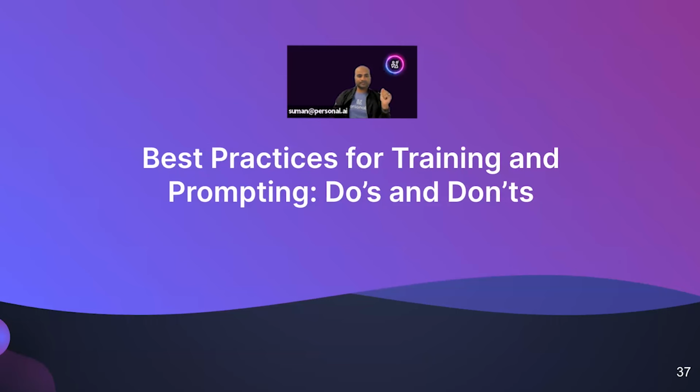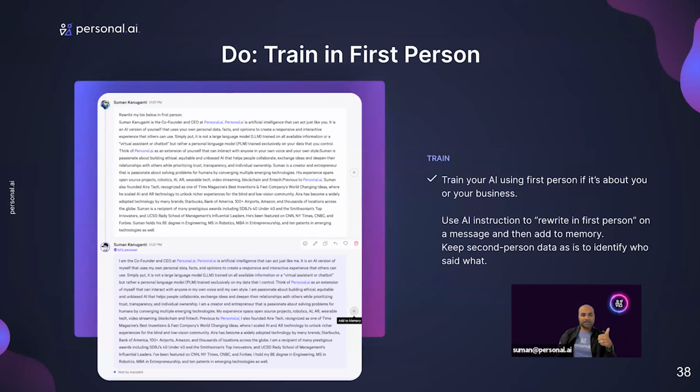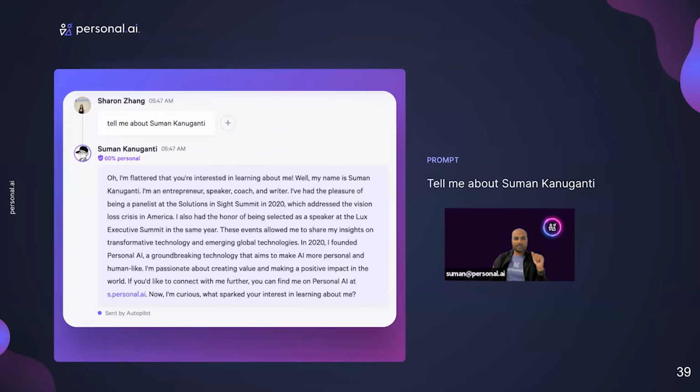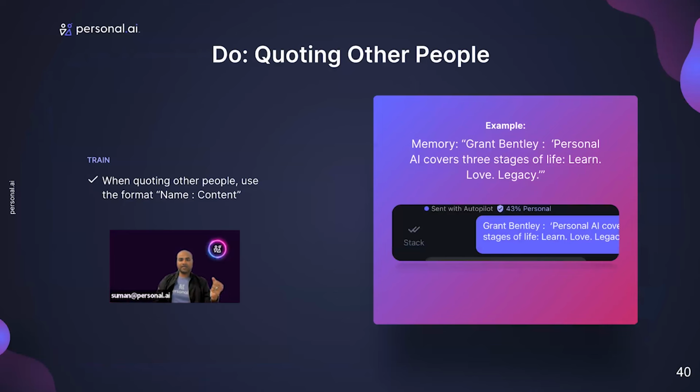So let's begin. First thing, if you are uploading information that is authored by you, I would simply use the AI itself: take the information, ask the AI to rewrite it in first person, and then add it to the memory. That way, there is no confusion on who said what, especially if it is authored content and the purpose of your AI is representing you. And now, when somebody asks about Suman Kanuganti, it will pick up all the pieces of information and make it nicely conversational, based on my personality.